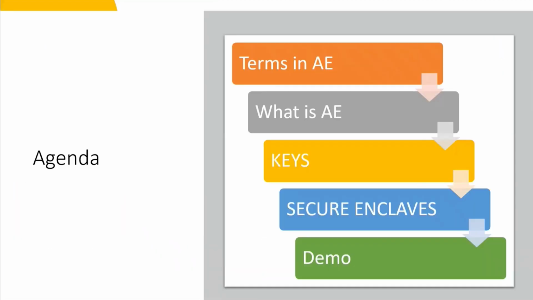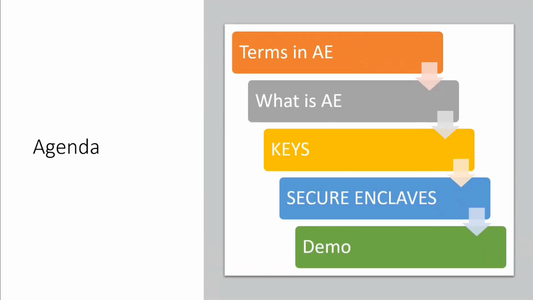And then I would like to move on to our topic and the agenda that we have. We have a few terminologies in Always Encrypted, like what is Always Encrypted, what are the keys, what is a secure enclave, and the demo. So basically I divided the things into 5 terms. So let's move one by one.